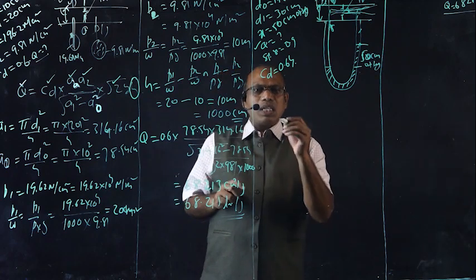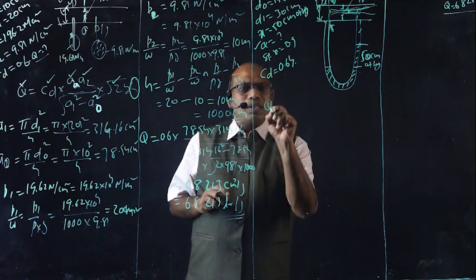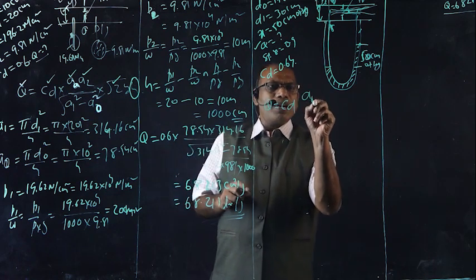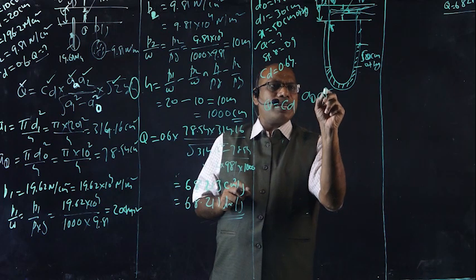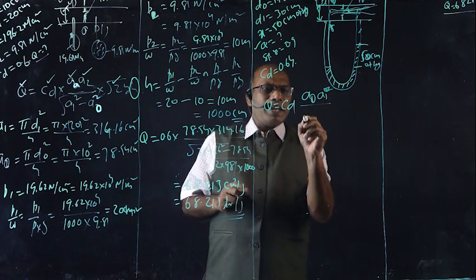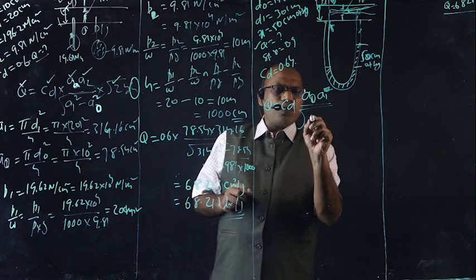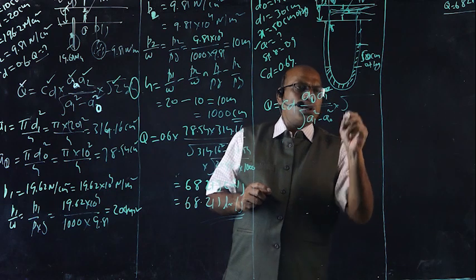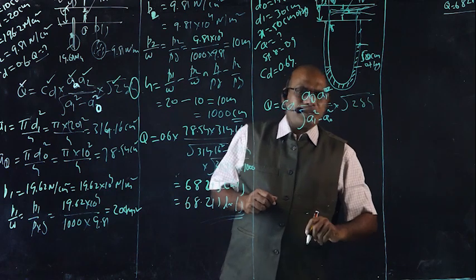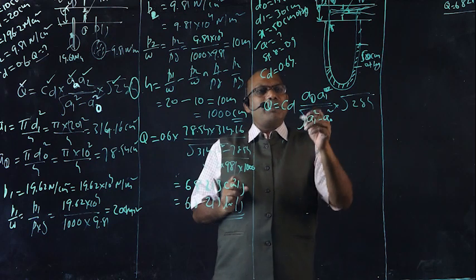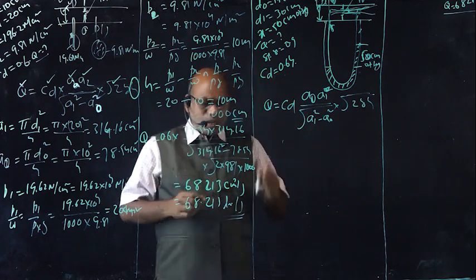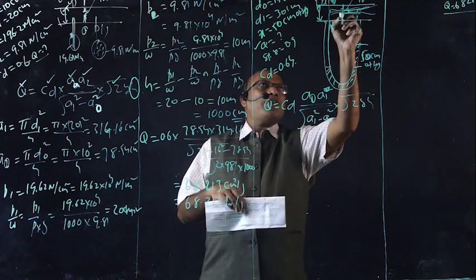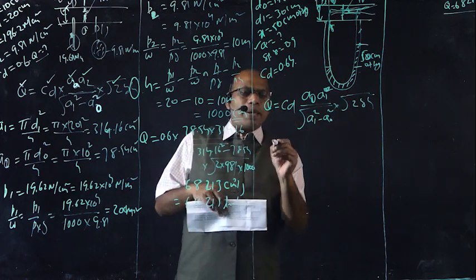Right. The discharge formula: Q is equal to CD A0 A1 divided by square root of A1 square minus A0 square, into root 2GH. But here we are going to determine the cross-sectional area at the orifice and the cross-sectional area of the pipe.